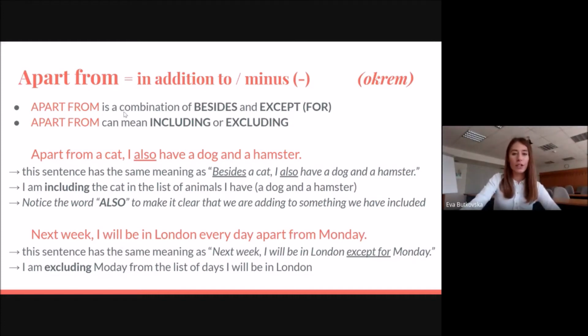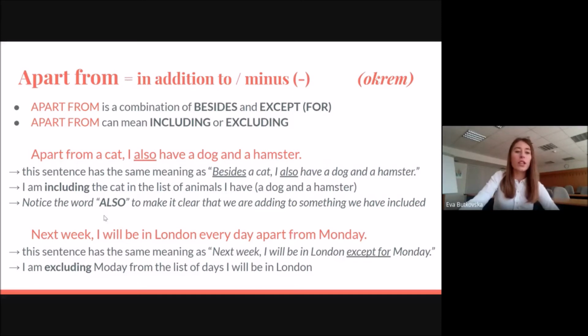"Apart from" is a combination of "besides" and "except for". So like I said, it can mean including and excluding as well. So let's look at the first given sentence. "Apart from a cat, I also have a dog and a hamster." I can say it. It's correct. This sentence has the same meaning as "besides a cat, I also have a dog and a hamster." But be careful, notice that we use "also". And "also" really makes it clear that we are adding something that is already included, or is already in the list.